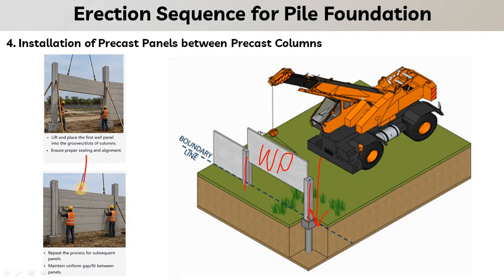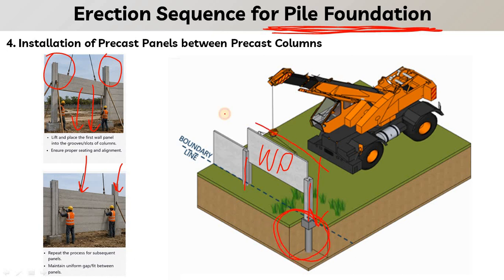So here you can see these are the panels, and these are the columns. You can see that there are grooves on both sides of the precast column, and the panels are slided down using the crane, and this is how the boundary wall has been constructed above the pile foundation, above the cast in situ pile foundation. So basically this part is cast in situ, and the above structure, above the ground level, is precast, where the precast column is being placed and then the wall panels are slided down. Hope it is clear.